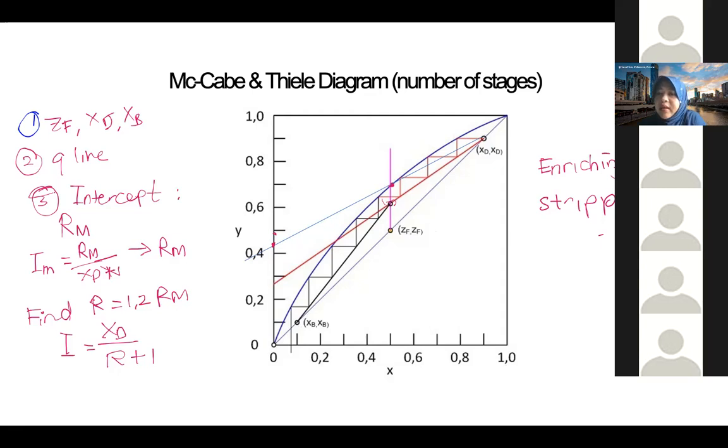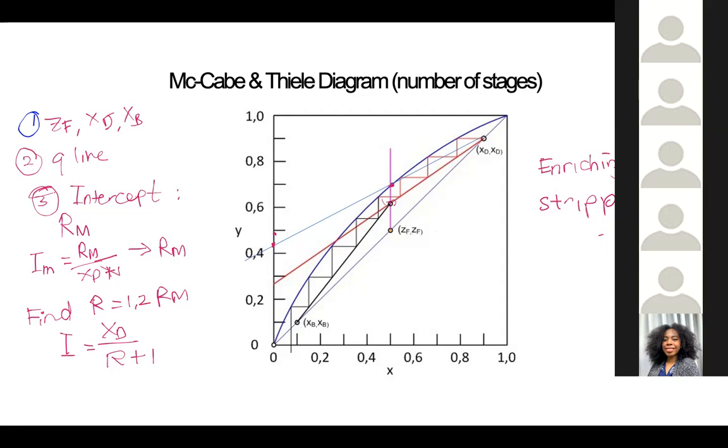Okay, I think that's all. Next, after you find the XD, XF, and XB, what is the next step? Find the Q line. Okay, how can you find the Q line? In the Q line, remember we have to find the slope. What is the slope? Q divided by Q minus 1, yeah?